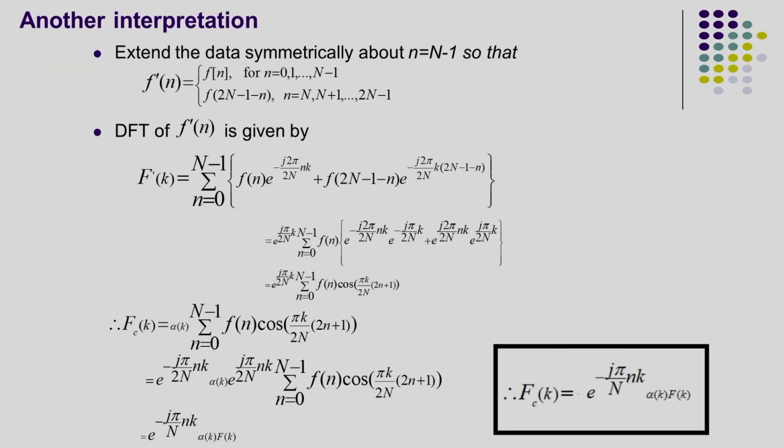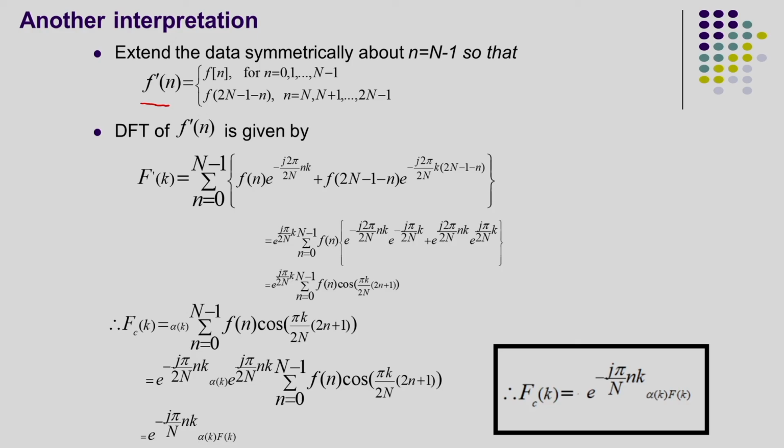So in this slide I am showing another interpretation, that is the relationship between the DCT and the DFT. In this case you can see, again I am considering one new sequence. The new sequence is generated from the original sequence. The original sequence is f[n]. So this is the new sequence f dash n. So what is f dash n? f dash n is equal to f[n] corresponding to n equal to 0, 1 up to N minus 1, and it is f[2N minus 1 minus n] corresponding to n equal to N plus 1 up to 2N minus 1. So what will be the length of the new sequence? The length of the new sequence is twice N point.